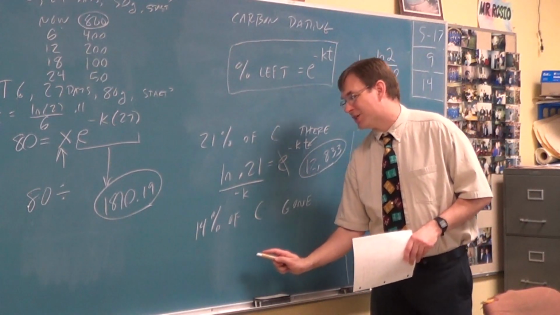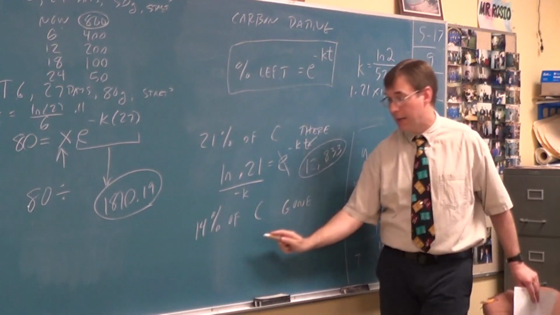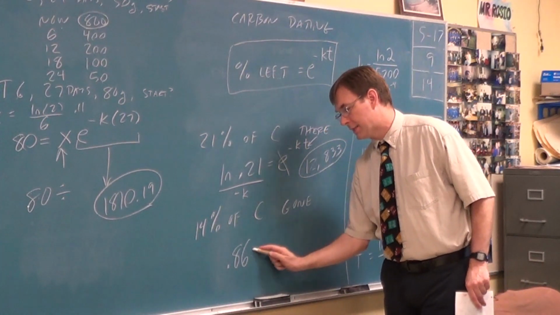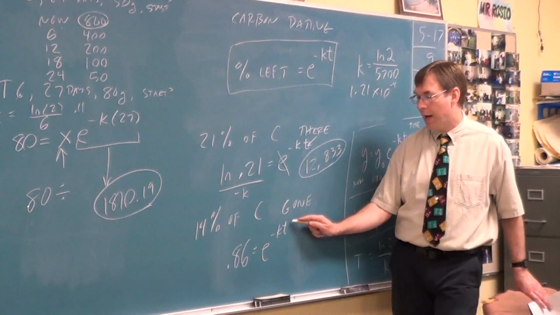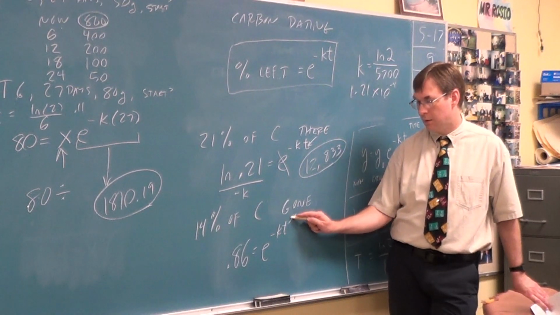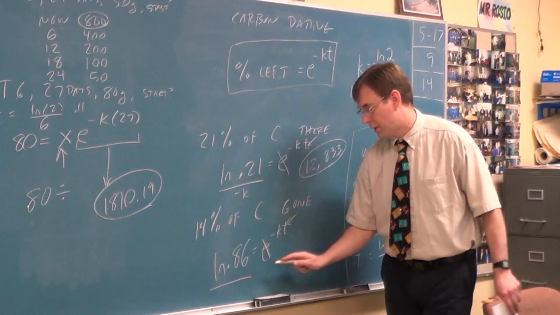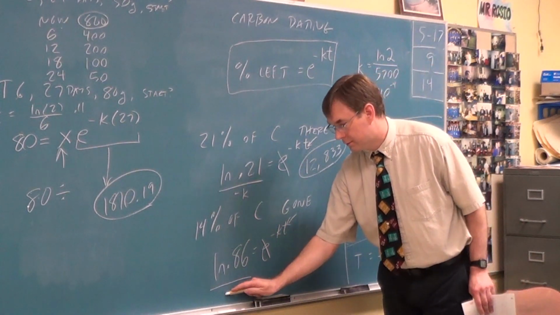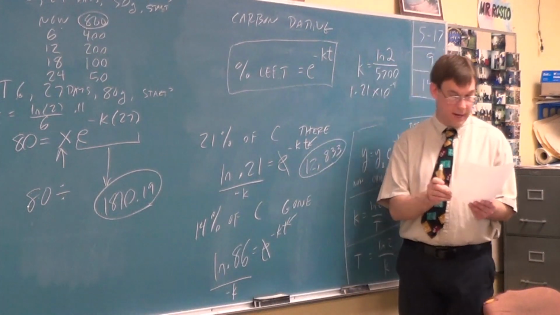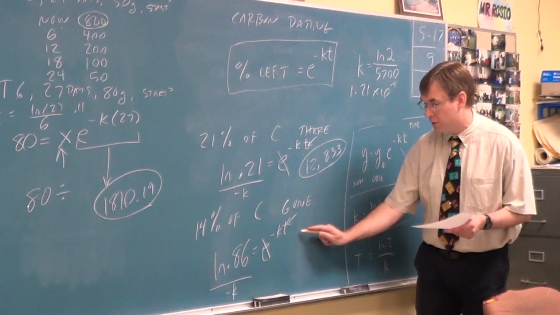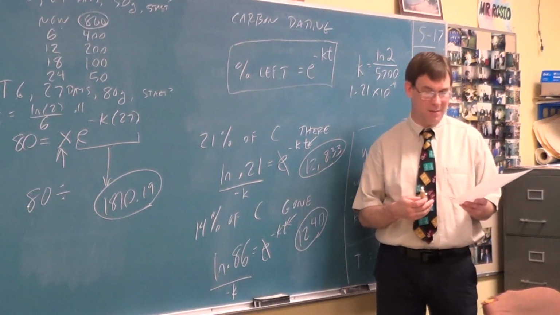If 14% is gone, that means 86% is left. So 0.86 equals e to the negative kt. Again, we're hunting the t. So how do you kill e's? ln. How do you get the negative k out of there? Divide. So ln of 0.86, divided by the negative k that we stored. This is ballpark 1,240 years ago. I might buy that.